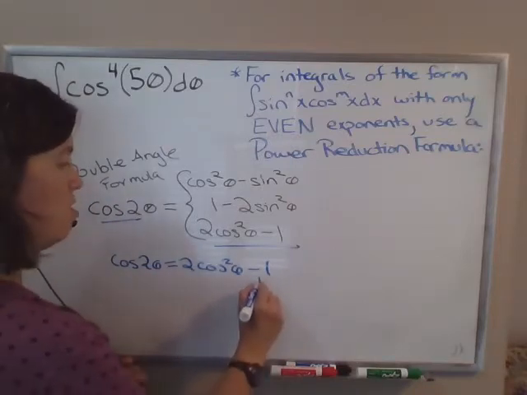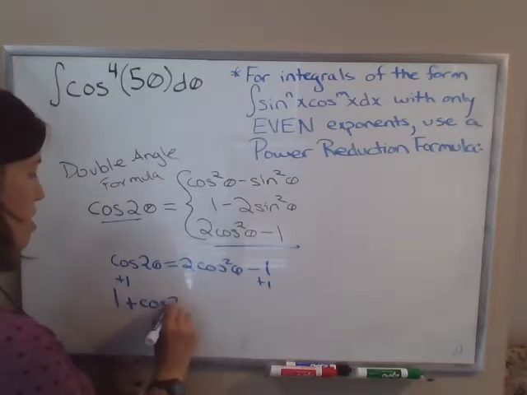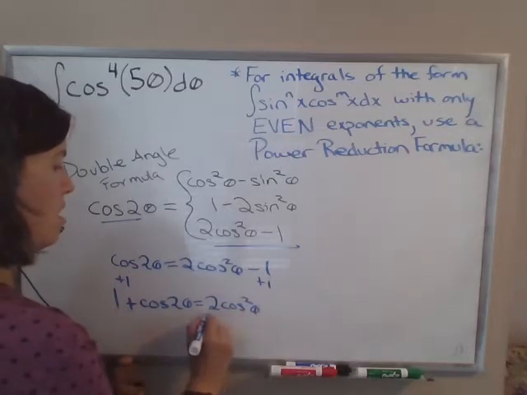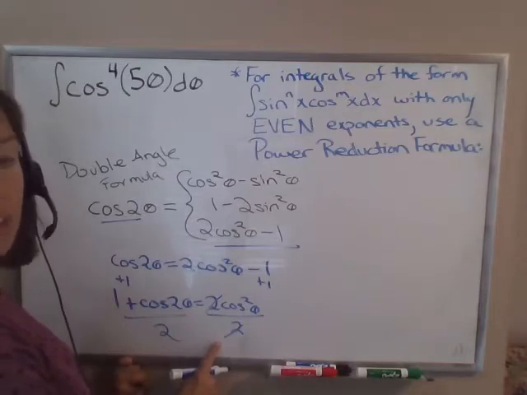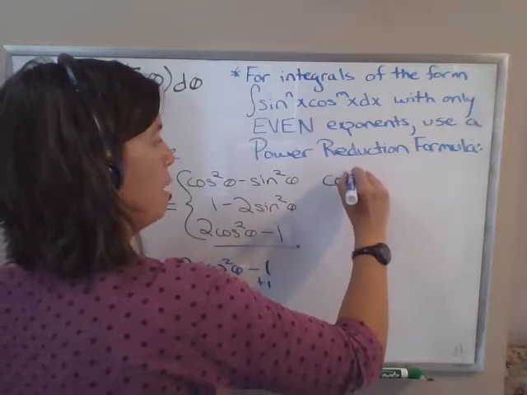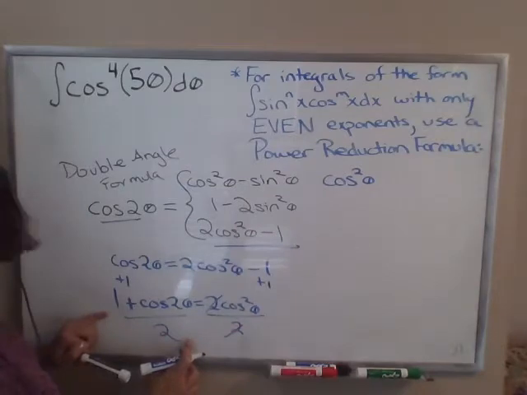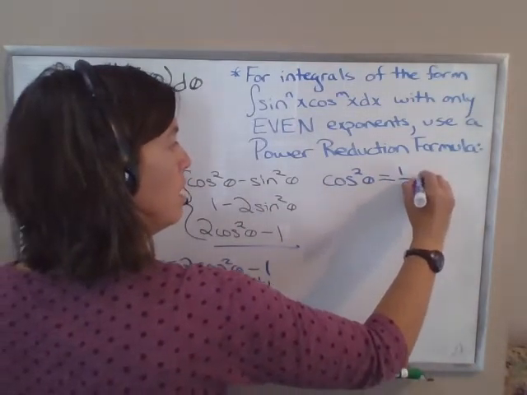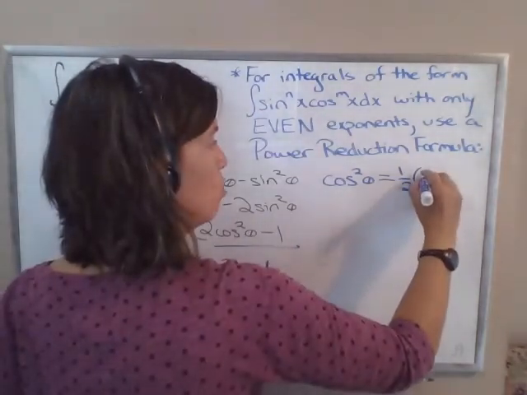Say I take that equation and I add 1 to both sides. So 1 plus cosine of 2 theta is equal to 2 times cosine squared. And then divide both sides by 2. Then this equation right here is what we know as the power reduction formula for cosine. So when you have an even power of cosine, cosine squared theta here is equal to this, which I'm going to write as 1/2 times 1 plus cosine of 2 theta.